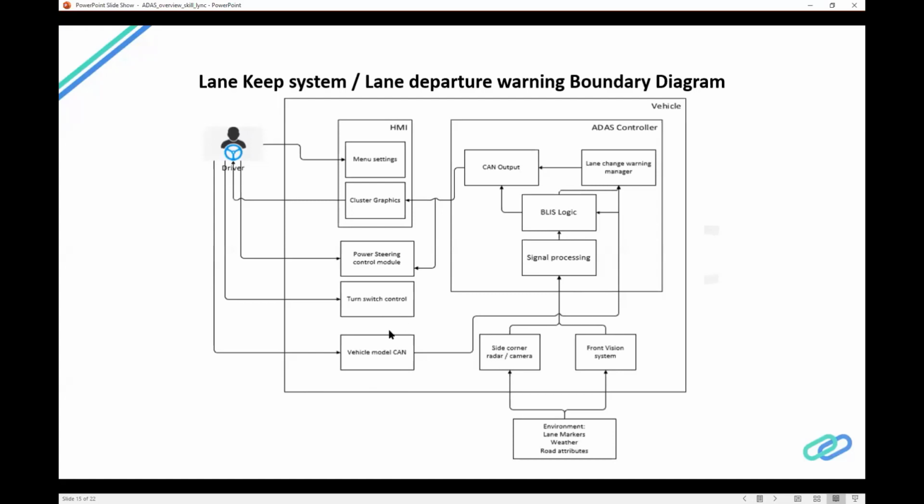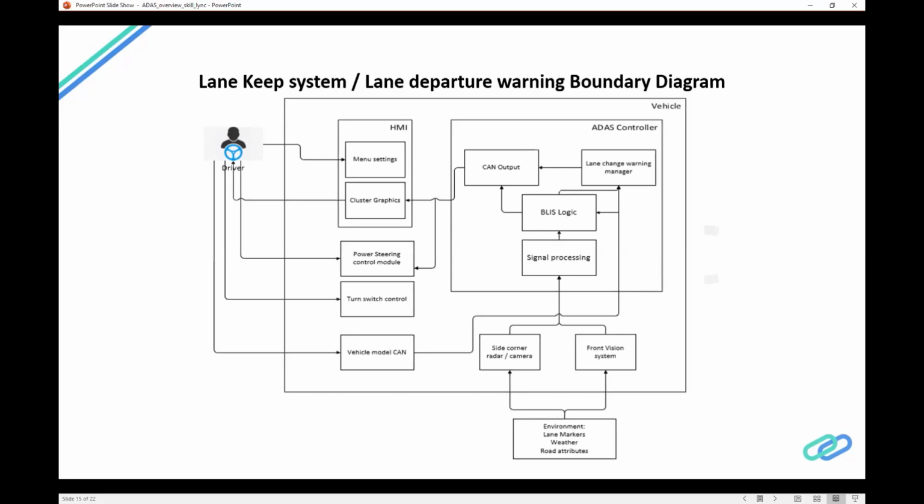And then there is a turn switch logic. If the turn switch is activated, then there will be no warning at all. But if it's not activated, then there will be the cluster graphics. Due to the improvement of sensors, these features have become very robust and can be combined with other features like adaptive cruise control to create level 3 autonomous systems.